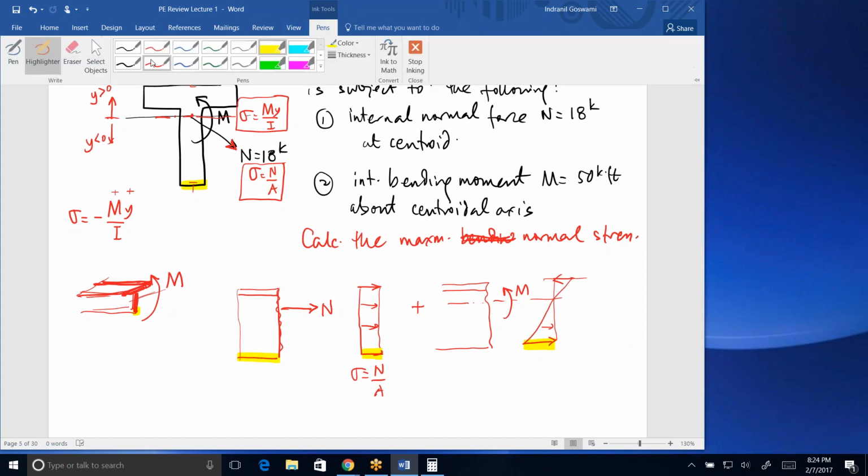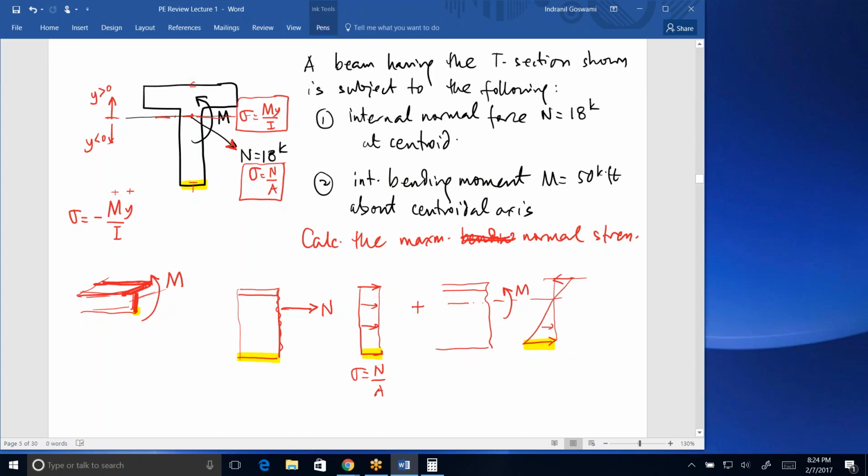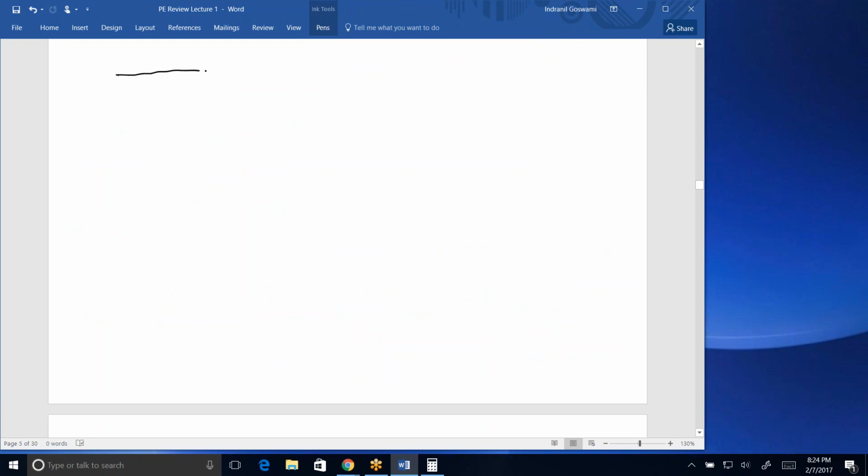So the N over A is pretty easy, well, easy if I give you the dimensions of this cross section. So let's say this is 6 inches wide across the top, 1 inch flange, 5 inch stem, and let's say 1/2 inch wide stem right there. So 6 by 1, 5 by 1/2. Let's redraw that. You have a 6 by 1 and a 5 by 1/2.